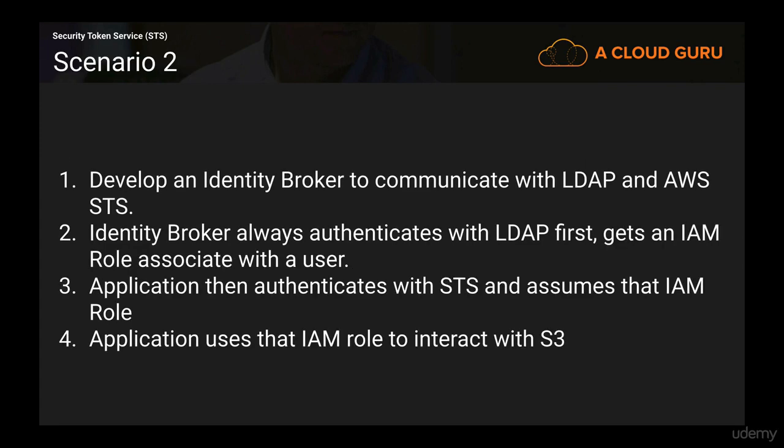In scenario 2, it can be slightly different. So you develop an identity broker to communicate with LDAP and AWS STS. Now, instead of using a user authentication, it could assume a role. So your identity broker always authenticates with LDAP first, but it could ask your Active Directory server what role is associated with this user.